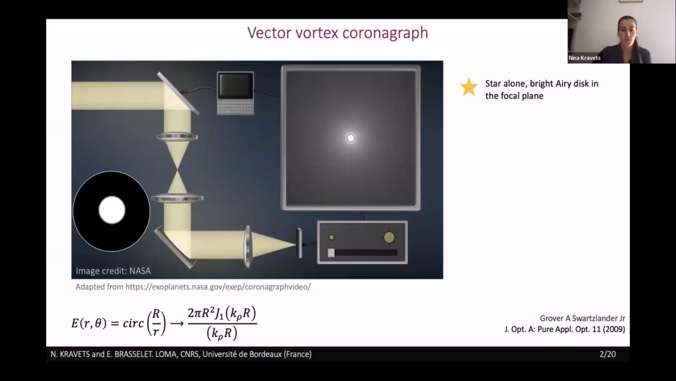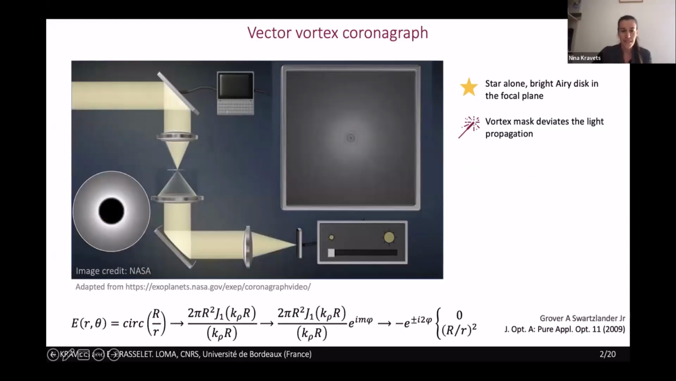And the trick is to add some extra spiral phase to this light. And this can be done by perfectly superimposing the vortex plate with the center of this Airy pattern created by the starlight. So for this, the trick is to add this vortex plate right in the center of the Airy disk pattern. So we introduce this e to the i m phi phase into the light, and then the back Fourier transform will expel all the starlight from the circular area of null intensity.